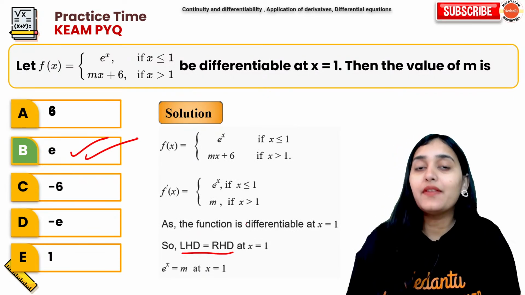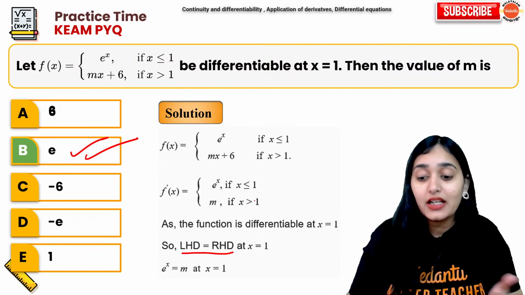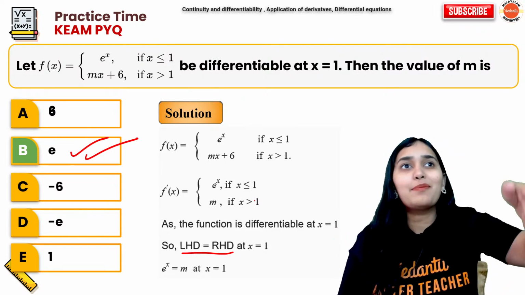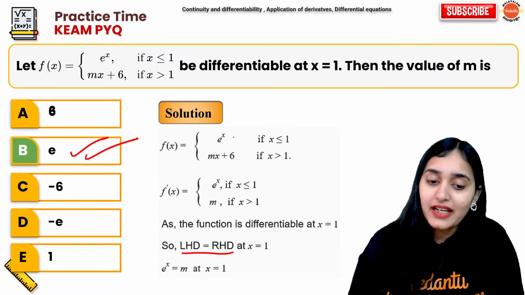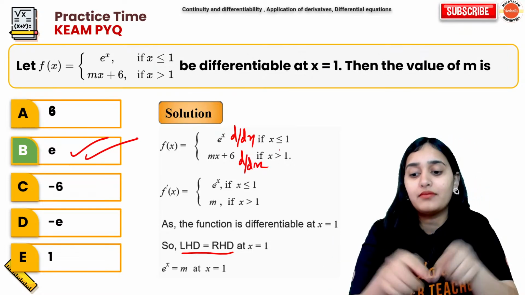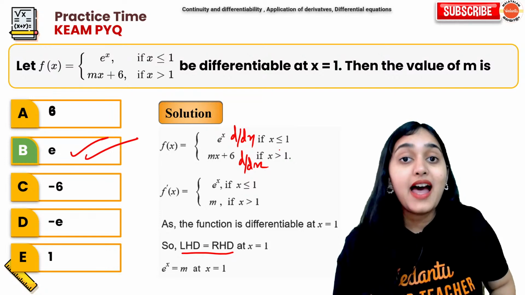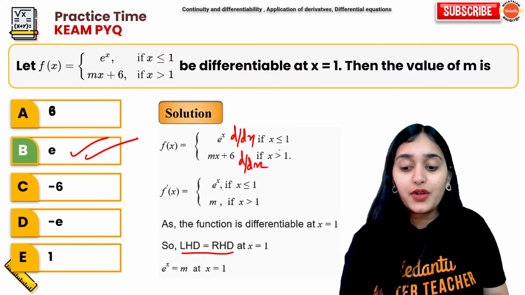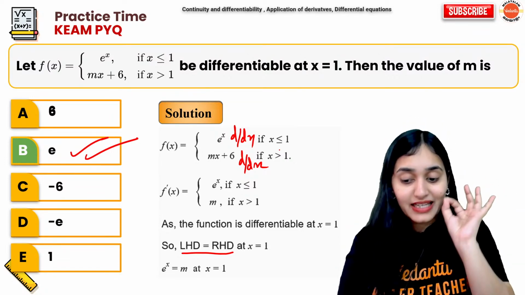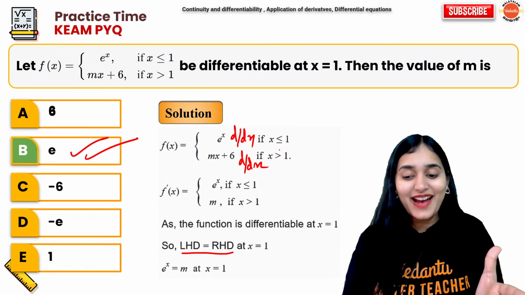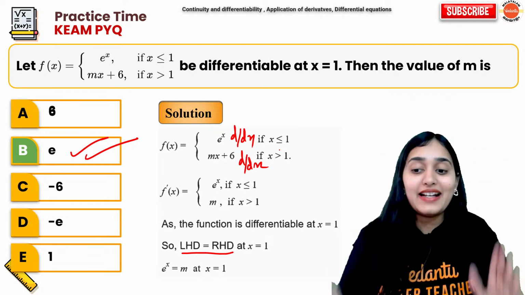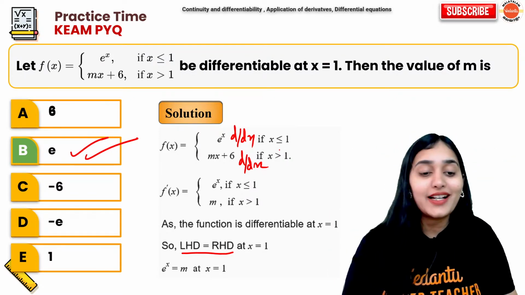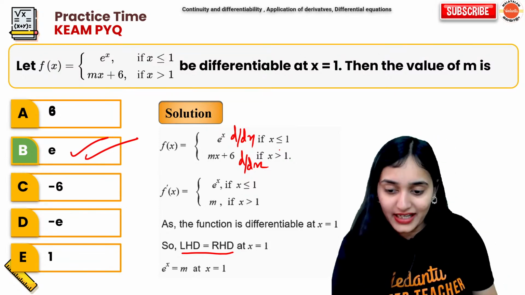The left hand derivative and right hand derivative, how you have to find it? No need to apply the formula f of a plus h minus f of a upon h. No need to do those things. You simply differentiate this and equate them. Put x is equal to 1. Are you able to understand how you have to solve a differentiability question? Easy, right? It is super easy. We think that it is difficult, but it is not difficult. You can easily solve it.